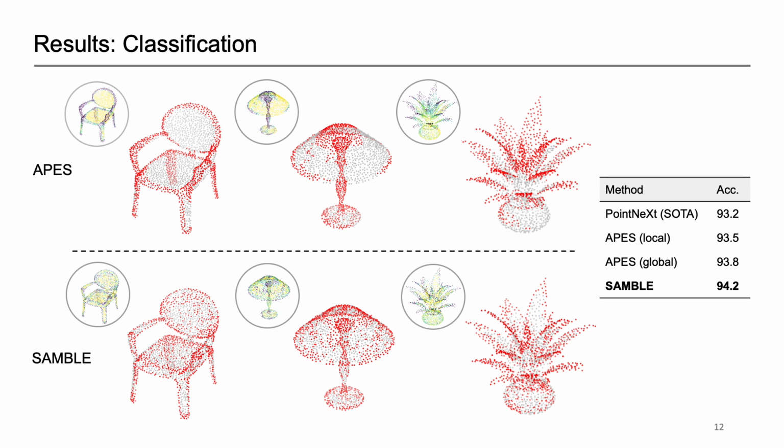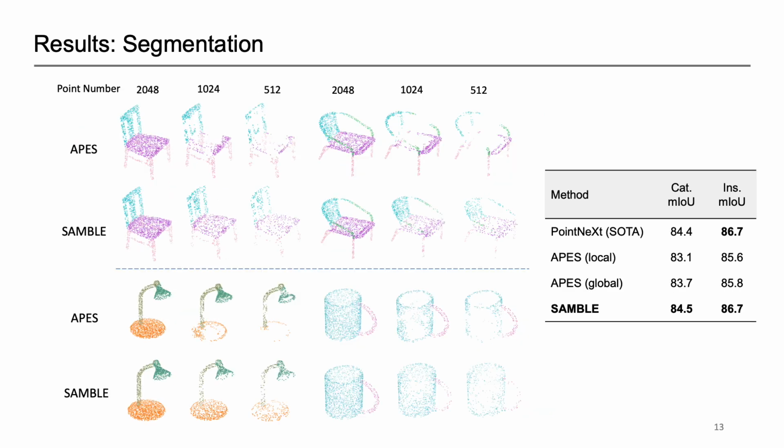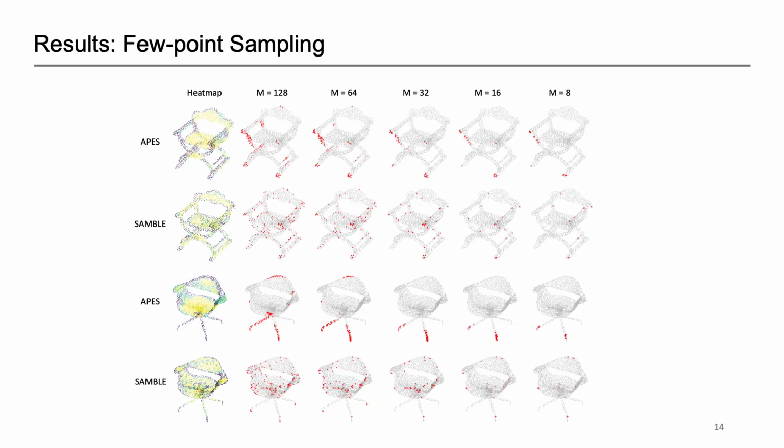Compared to APES, we can clearly observe that SAMBLE successfully achieves a better trade-off in sampling edge points and preserving global uniformity. This conclusion is clearer with the model trained with the segmentation task. Again, please pay attention to the chair back and seat. The results for few-point sampling is more intuitive. Please pay attention to the last two columns in this figure.